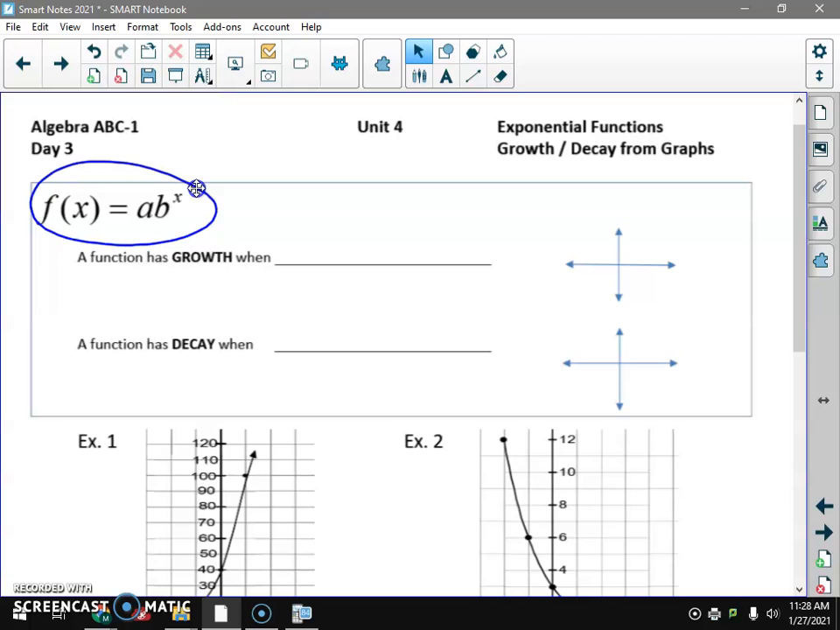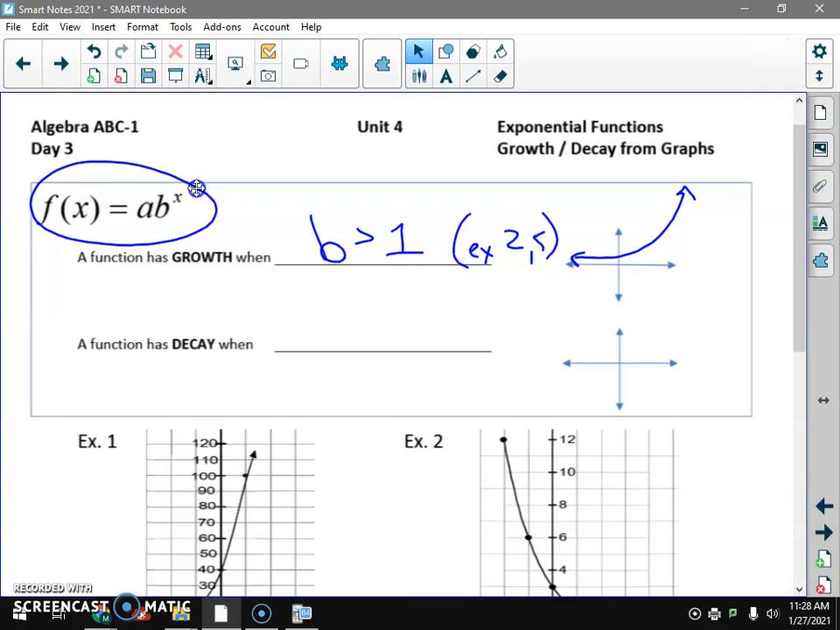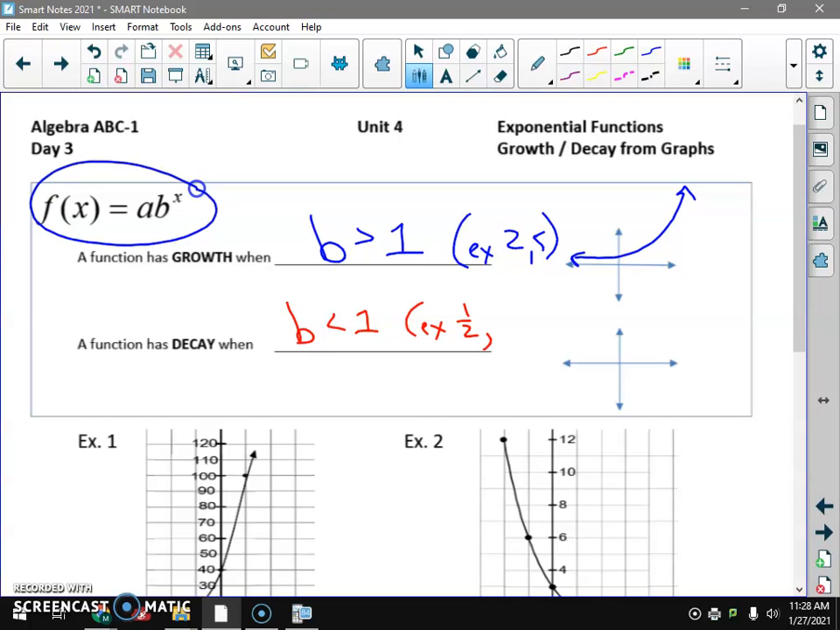Decrease, decay. How can we tell by just looking at the equation? Well, it's all about the b value. For growth, the b value has to be greater than 1. For example, if the b was 2 or if the b was 5, that would give me a frontwards J that would increase or grow. On the other hand, if the b was less than 1, which means a fraction like 1/2, or a decimal like 0.1, that would mean the J would be backwards, decreasing or decaying.